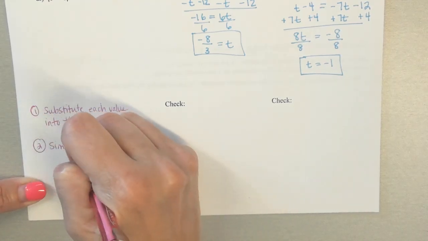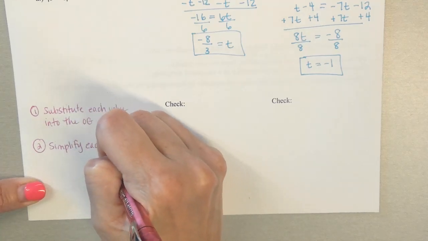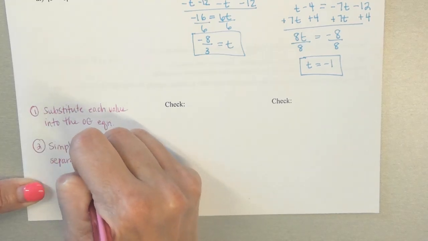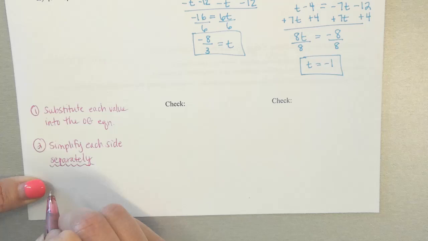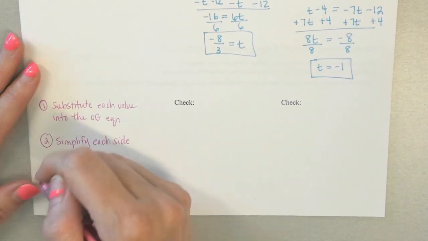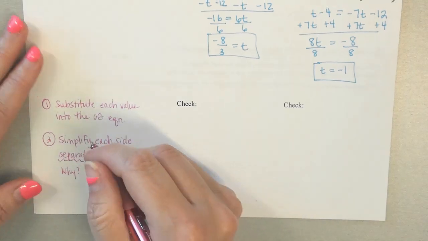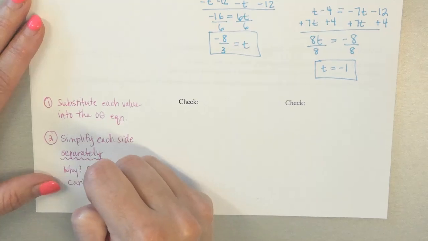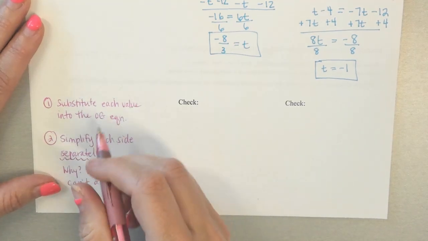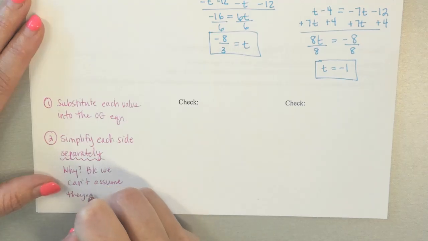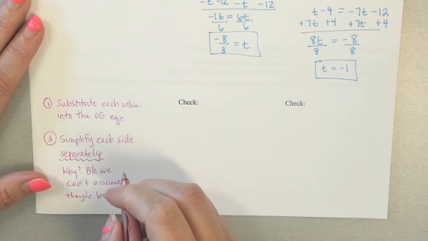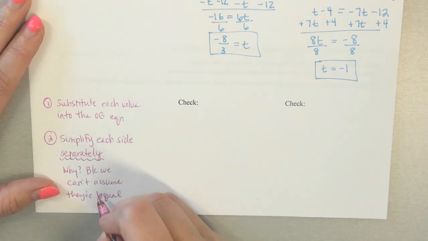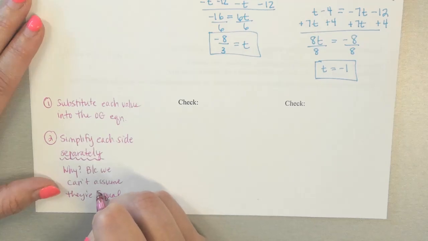Then we are going to simplify each side separately. And I'll explain further what I mean by that. The reason why we have to do it separately is because we can't assume both sides are equal. So we can't assume, I'm just going to write equal here instead of saying both. Okay, so we can't assume that they're equal.